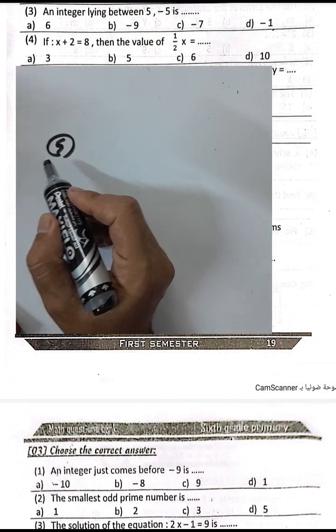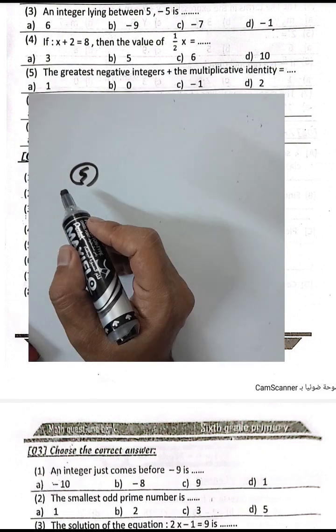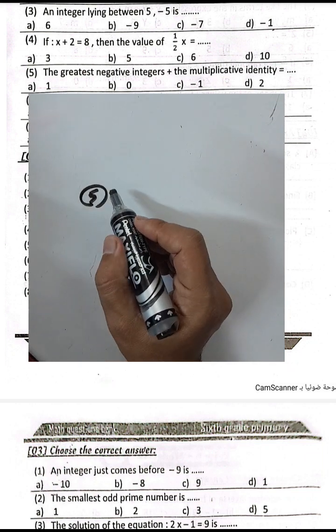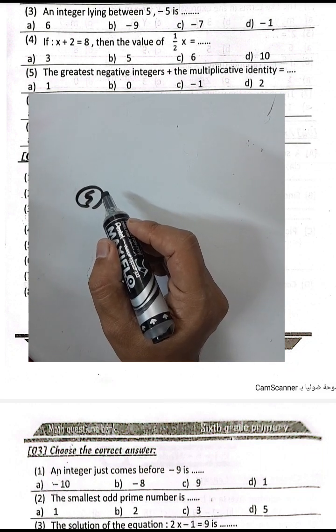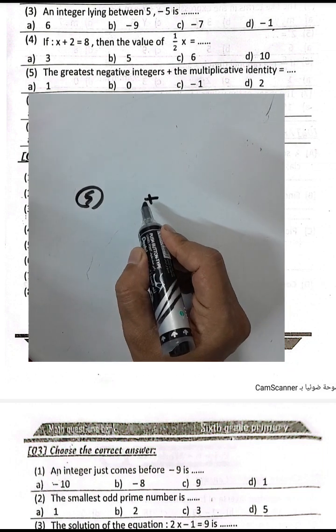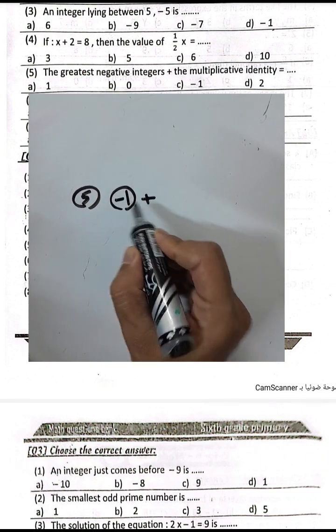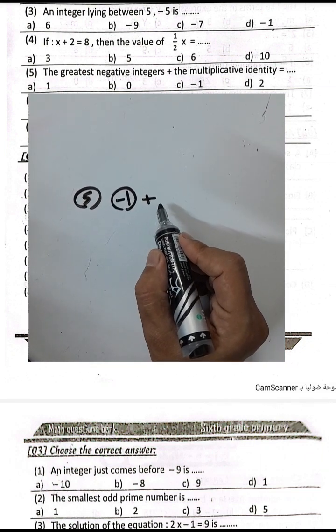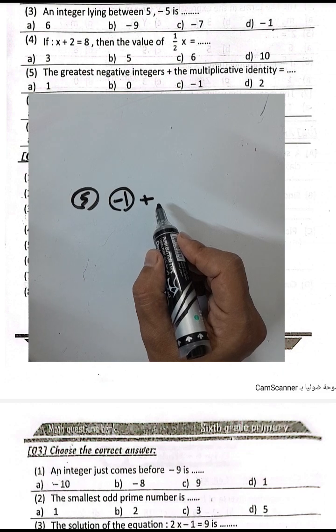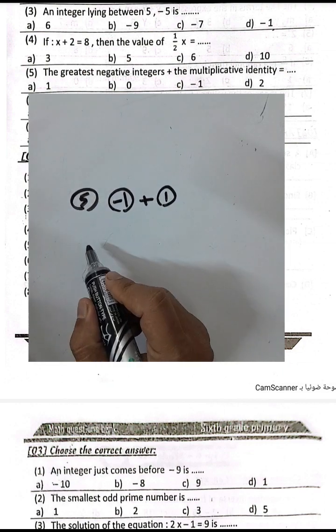Question number 5. The greatest negative integer, positive or plus? Okay, plus. You want to add the greatest negative integer, which is negative 1, to the multiplicative identity, which is 1. The result will be 0.